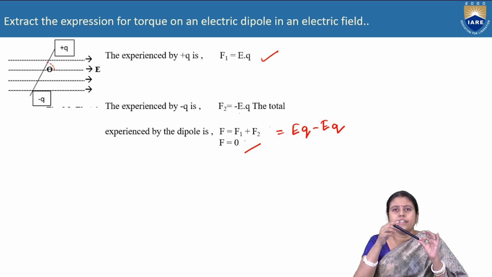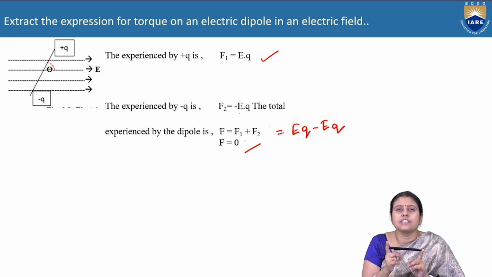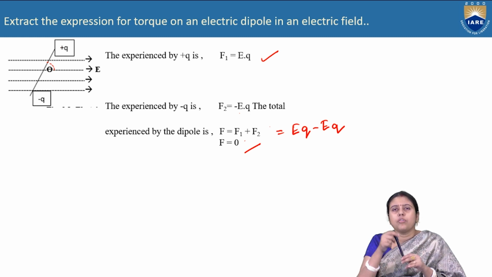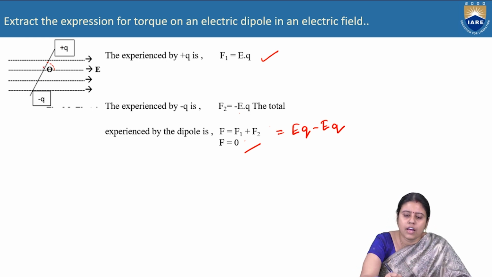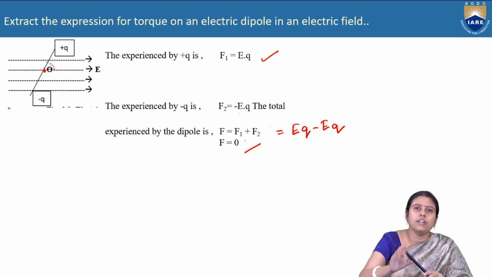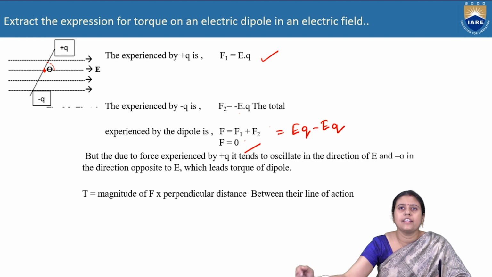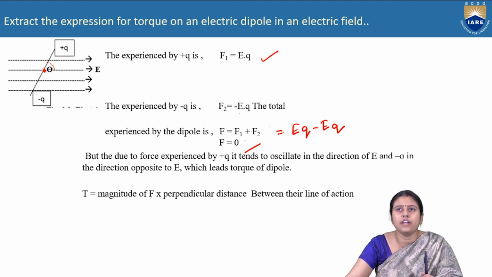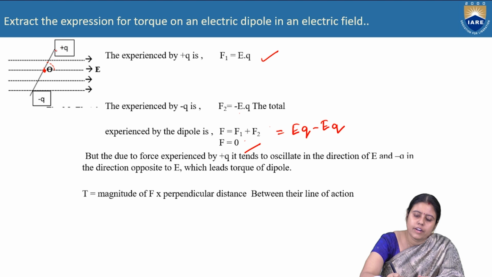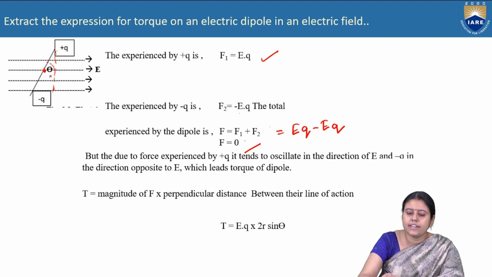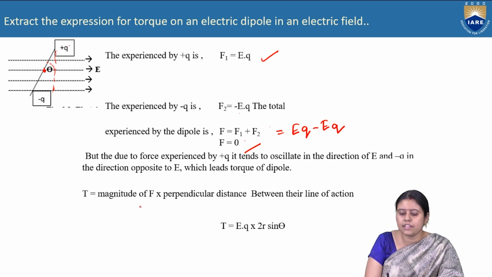But due to the plus Q and minus Q, the general tendency of both charges is to come to the neutral condition. So it will feel some torque. According to the middle line, the point of equilibrium, it will start to rotate. So what is the torque? The torque is the magnitude of the force into the perpendicular distance.